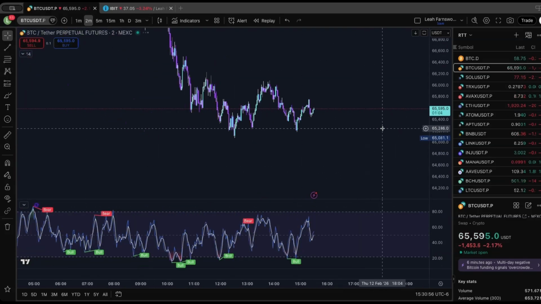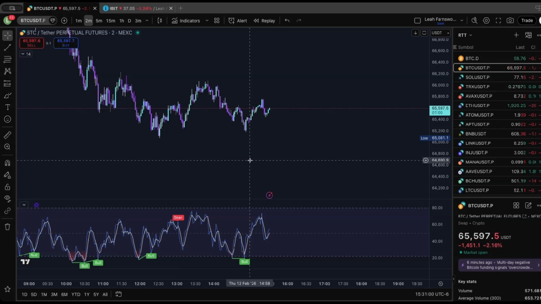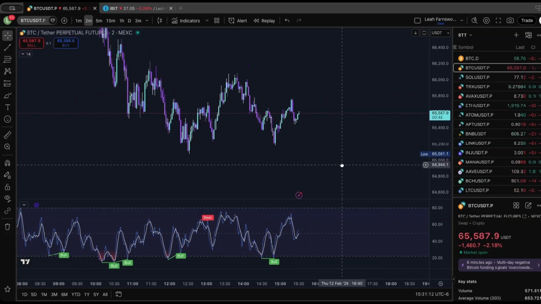RSI. Now, on the 2-minute time frame, what we're looking for are possible divergences. Now, I am personally usually looking at higher time frames to see where I should take profit at with 1 hour fair value gaps, 15-minute fair value gaps, so on and so forth. But I'm trying to make this video pretty short and sweet here.